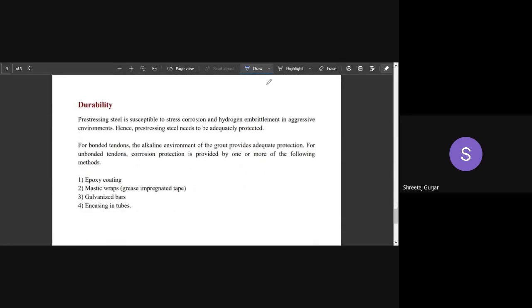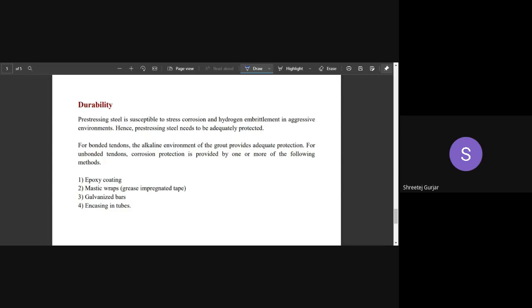So moving on to the next and last property which we will be studying in our steel, which is durability, right? As durability of concrete is very important, similarly durability of steel is also very important, because pre-stressing steel is very susceptible to stress corrosion. Because our pre-stressing steel is under high tensile stresses, it is more susceptible to corrosion. Whenever a steel element is stressed, it is more susceptible to corrosion.